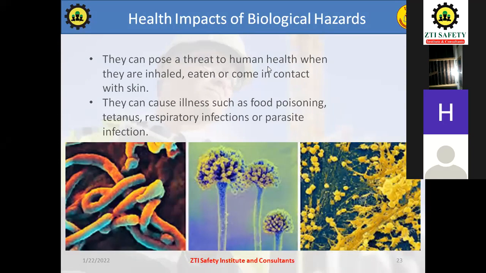Then health impacts of biological hazards. They can pose a threat to human health when they are inhaled, eaten, or come in contact with skin. Inhalation is the main source of these hazards, as we know that viruses and bacteria are very small in size and can be inhaled. They can also be transferred from one person to another, or from animal to human beings, as we have seen for the last 2 years.